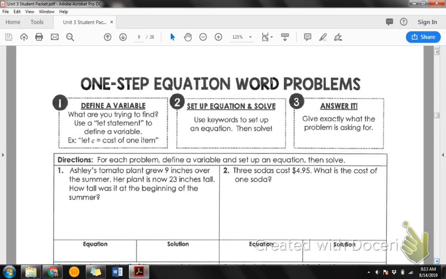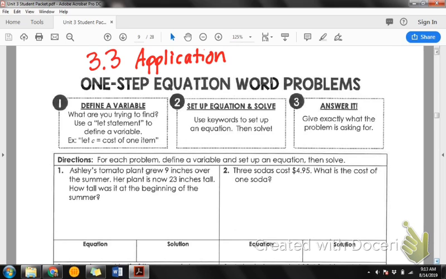Okay, this is lesson 3.3. We're on page 8. 3.3, which is application. So we've learned how to solve problems now.